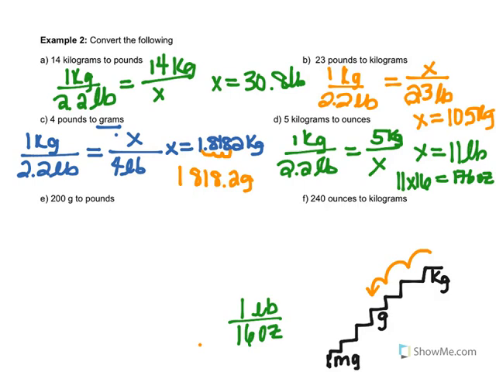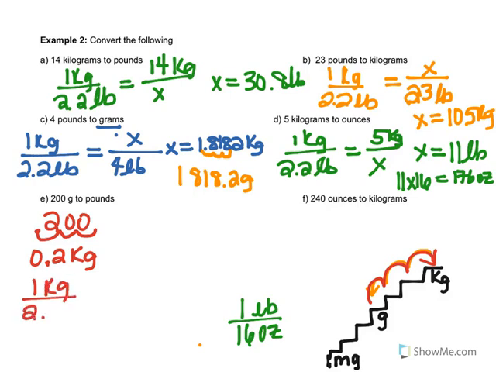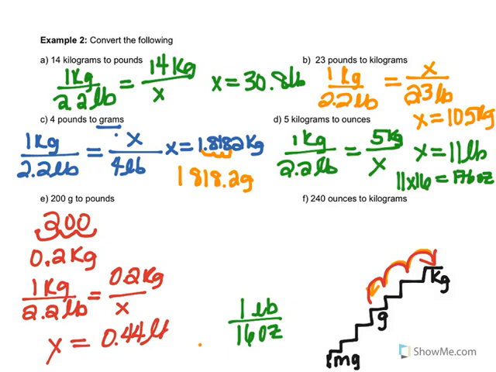Alright, last two, 200 grams to pounds. So first we're going to change the grams into kilograms. So I'm going 1, 2, 3 steps up. So I'm going to move it 3 steps to the left. 1, 2, 3. So this is the same as 0.2 kilograms. I know that 1 kilogram is 2.2 pounds. I have 0.2 kilograms. We're looking for X. Cross multiply and divide this number, and you will get 0.44 pounds.